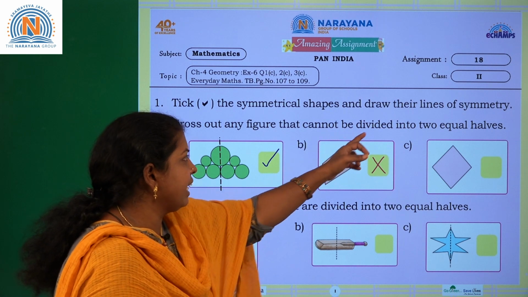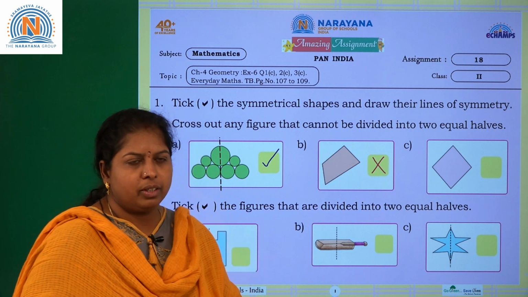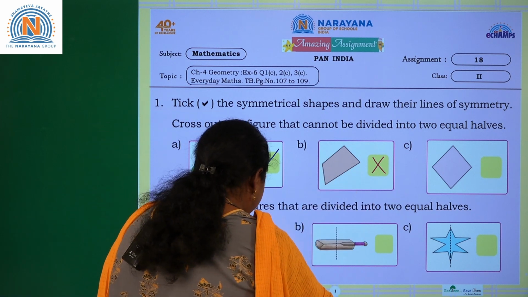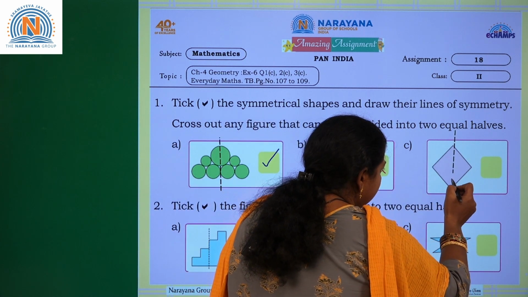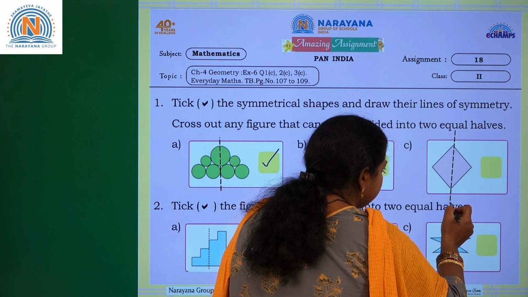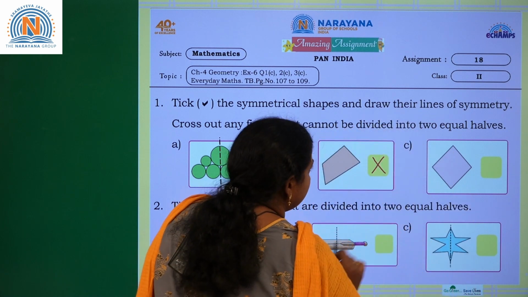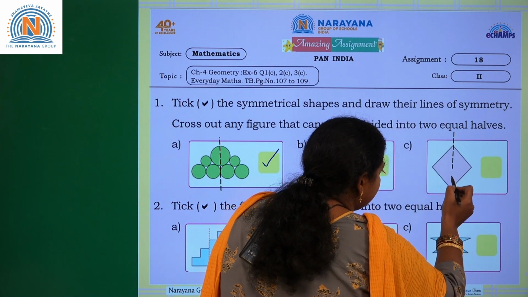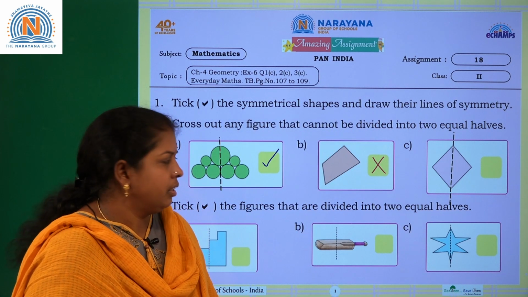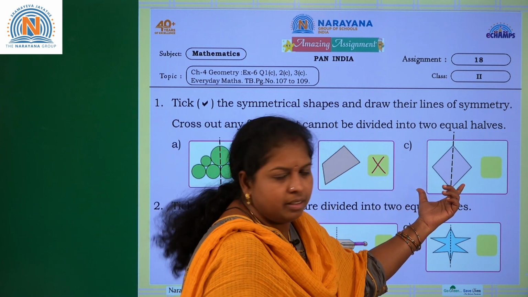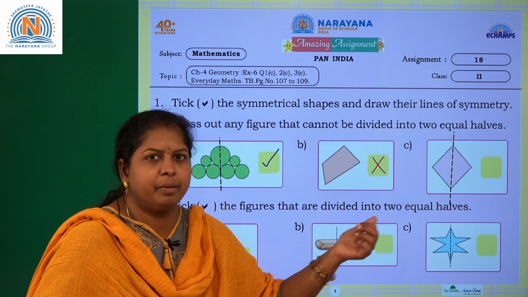Cross out any figure that cannot be divided into two equal halves. So I have crossed this figure. Okay. What about the third one? If you observe the third one, can you divide this figure here so that you can have a look at two equal halves? Yes, I can, right? Let me divide exactly so that you can have a look at two equal halves. Both sides, it looks the same, right? So this is called vertical line of symmetry, right?